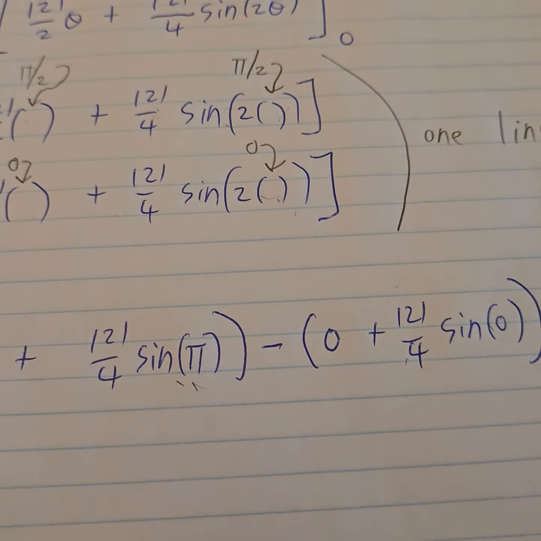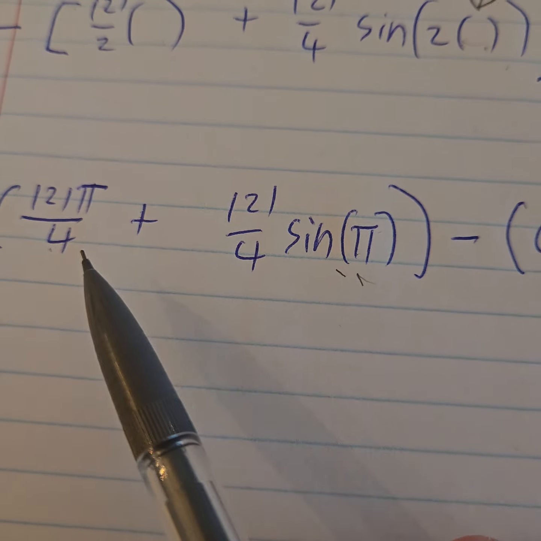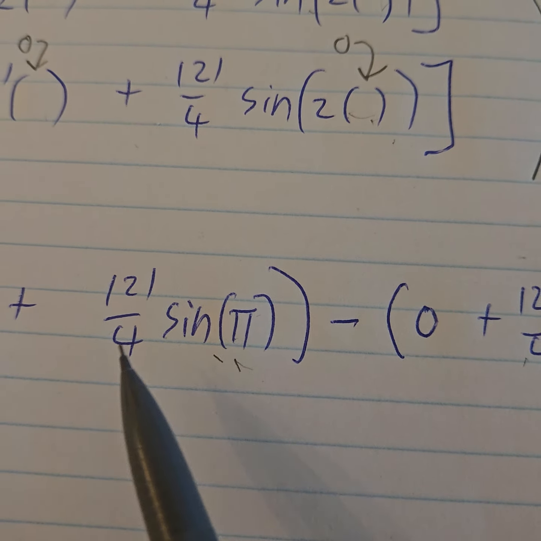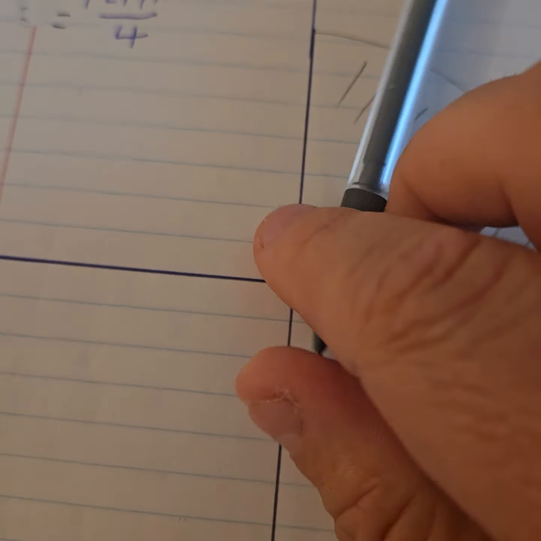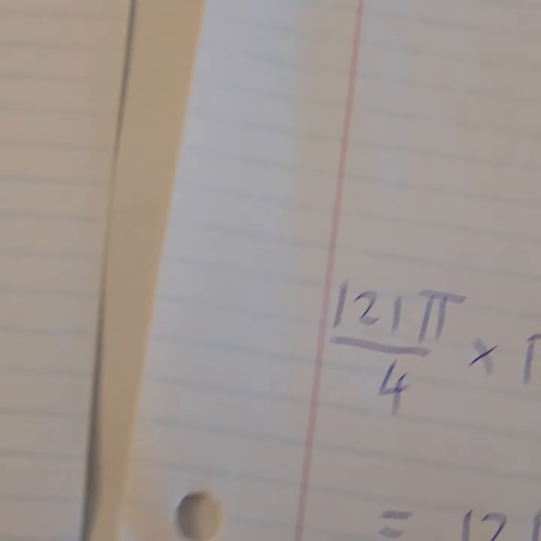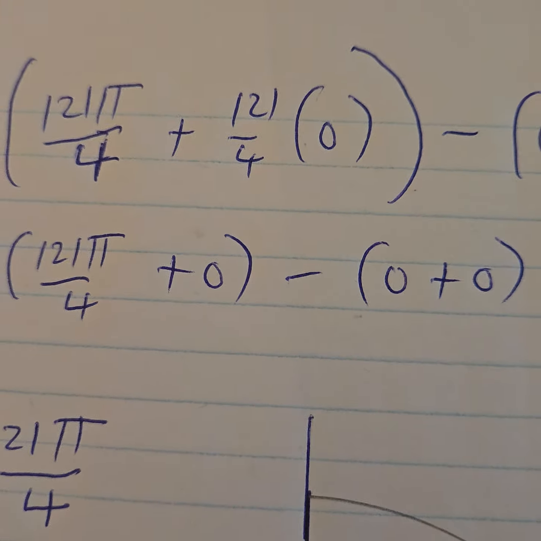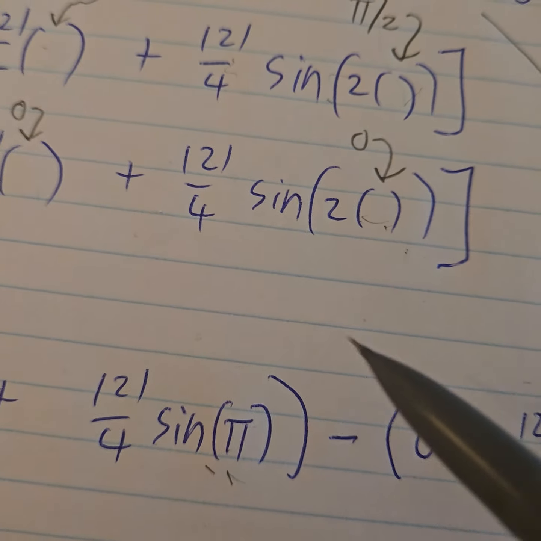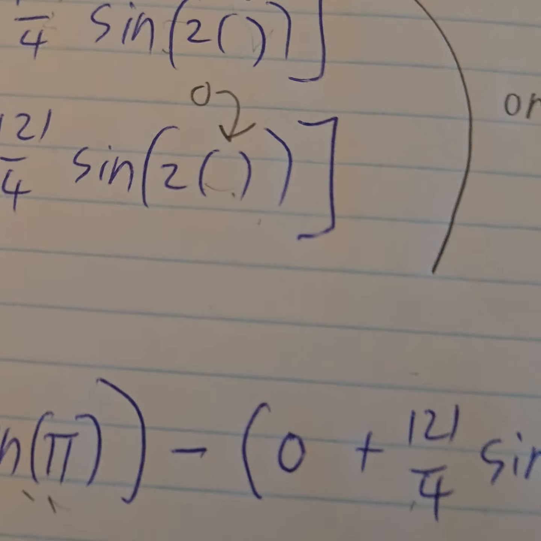Okay, so now it's still just simplifying. This 121 pi over 4, I'll rewrite over there. And what's the sin of pi? The sin of pi is 0. If you visualize that hypotenuse going over, when it reaches pi, which is here, that opposite has collapsed to 0. So this sin pi can be replaced with 0.